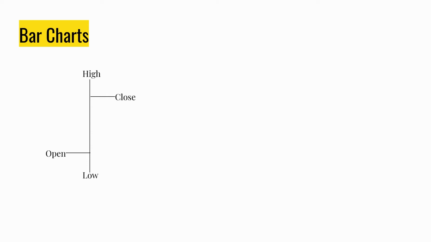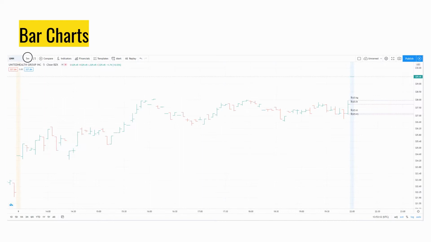In this case, since the open is lower than the close, this means that the price action was moving upwards. The opposite can be said for a more bearish price, where the open will be higher than the close as shown. Let's now look at a real-world example.